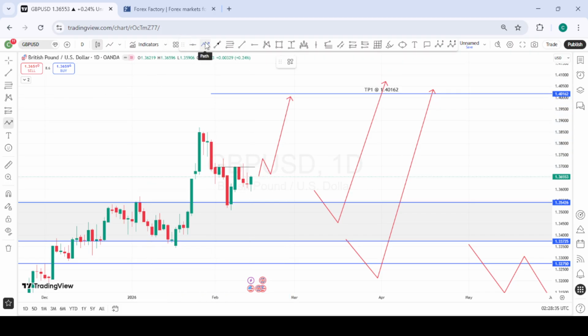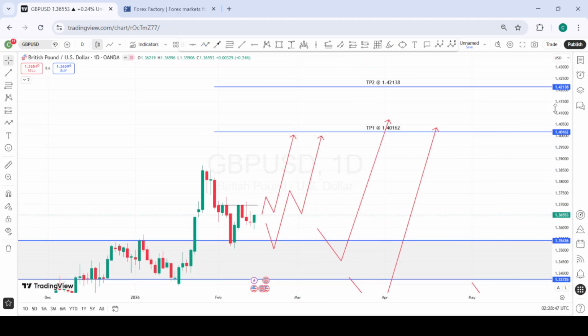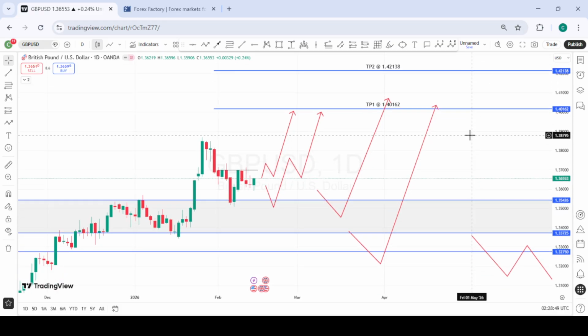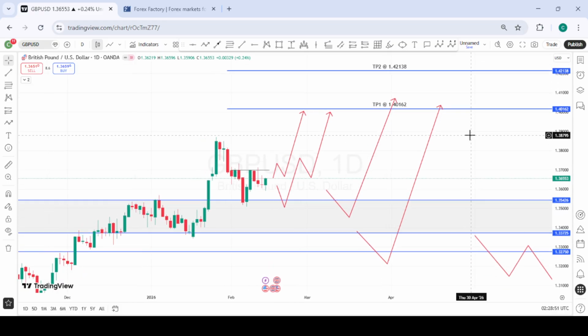The second scenario, should price pull back a bit deeper into the zone to give us something like a double bottom formation, we will be glad to look for buying opportunities and take it to the upside. So we have two targets above here which we'll be looking out for on GBPUSD. So we are very bullish on GBPUSD for the coming week.